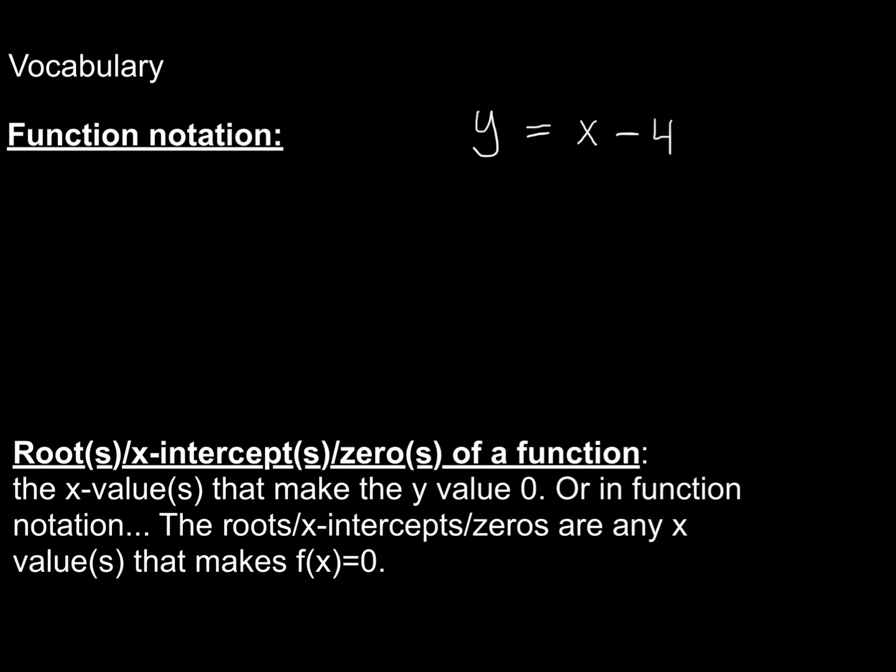The first is something called function notation, and to explain this, I'm going to use a really simple example. Here you have an equation, y equals x minus 4, and so y depends on x, right? X is the independent variable. You plug in some value for x and subtract 4 from it, and that will give you your y value, right?